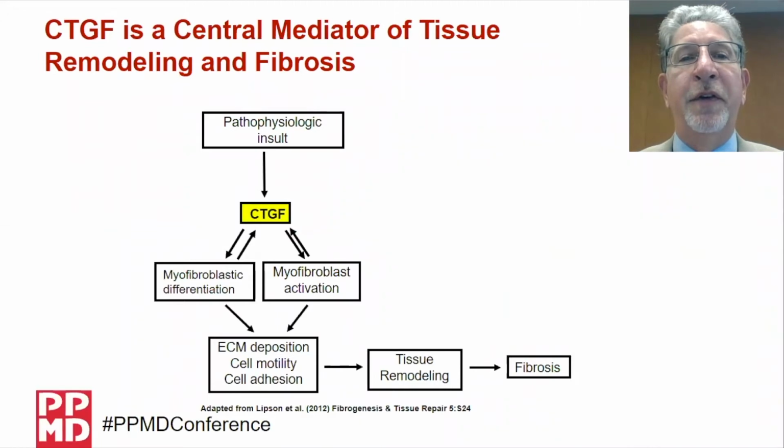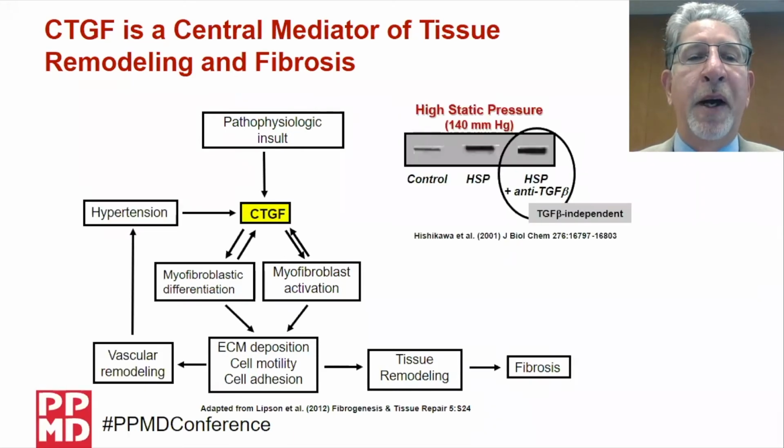Now, CTGF is very much a central mediator of tissue remodeling and fibrosis. It can be induced by a variety of different pathophysiologic insults, and when it becomes overexpressed, it promotes the formation and activation of myofibroblasts, which are the cells that deposit extracellular matrix and remodel tissues. And so excessive myofibroblast activation can lead to fibrosis.